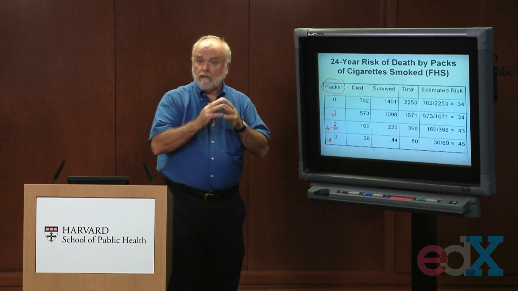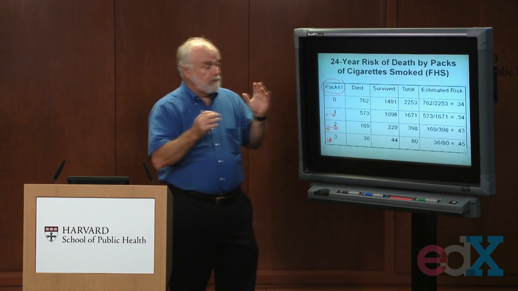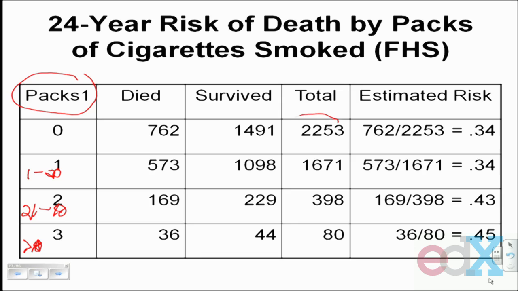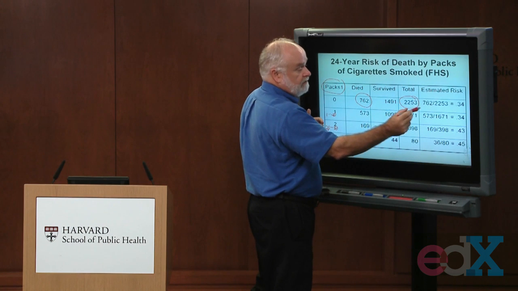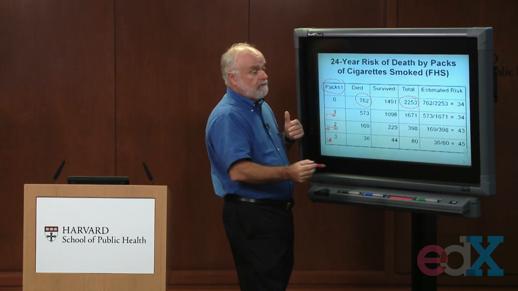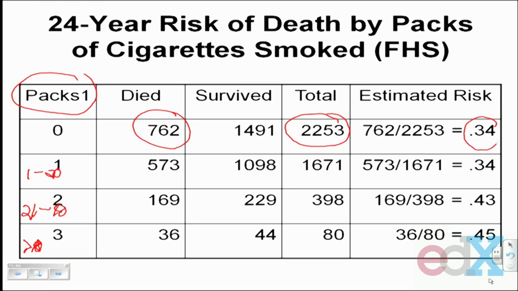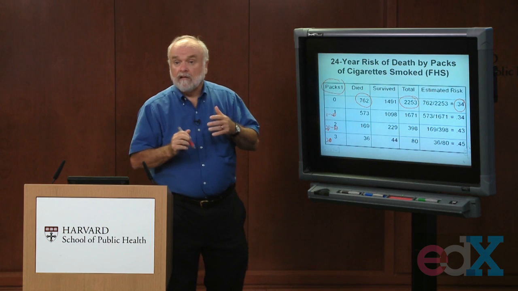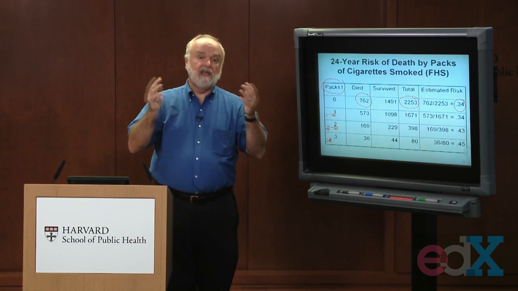So for each of these categories of smoking, we had a certain number of people. For example, there were 2,253 people who were non-smokers, smoking 0 packs a day. When they were followed for 24 years of follow-up, 762 of them died. So what's the cumulative incidence of death among those 2,253 non-smokers? It would be 762 divided by 2,253, or 34%.